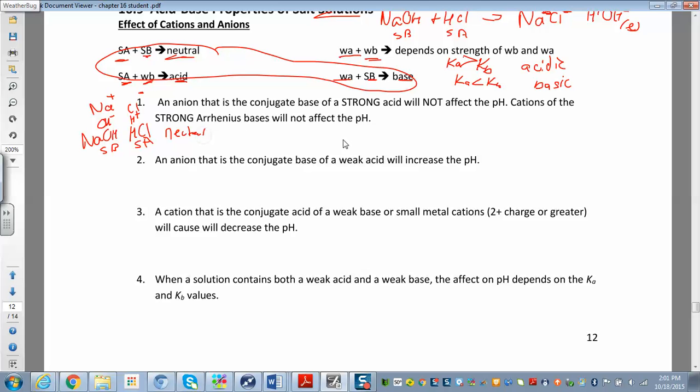Let's try another one. What if we did barium nitrate? So we have barium.